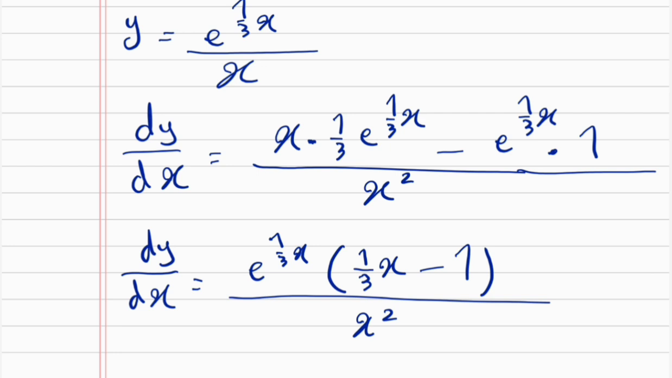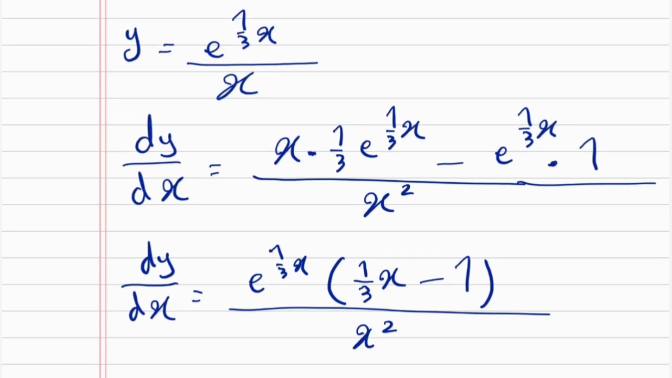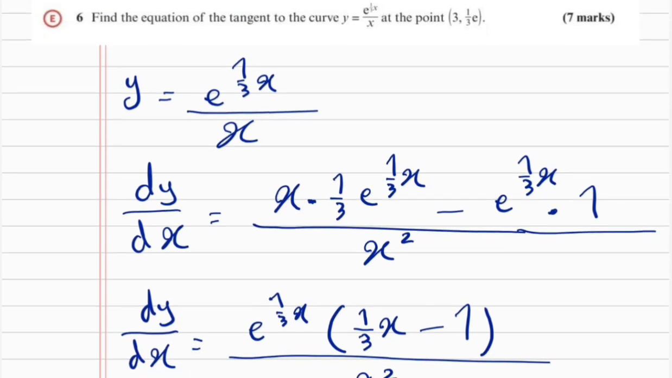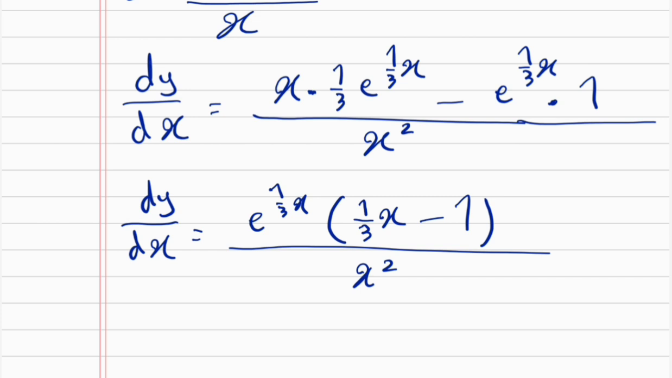Okay, now we have the equation of the dy dx, and we want to find a tangent, the equation of the tangent at the point 3, 1/3 e. So simply, when we want to find the equation of a line, we need to have a point and a gradient. So we are given the point, we just need to find the gradient at that point. So we just need to substitute 3 into the equation here that we have.